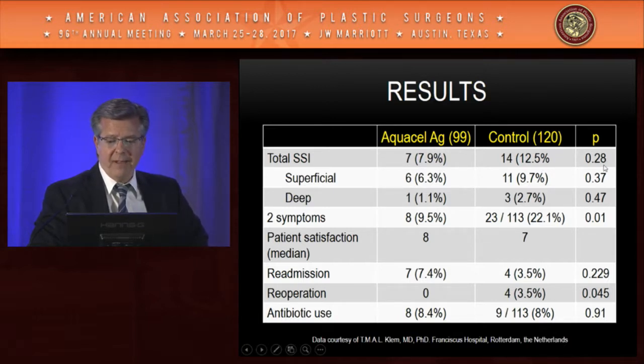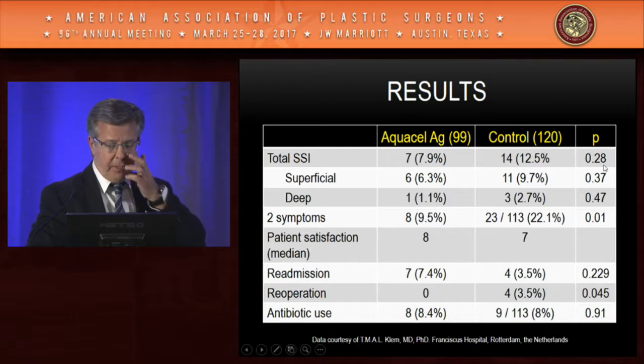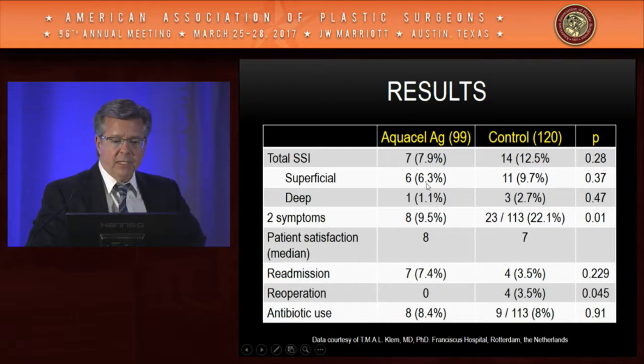Now, this was not statistically significant, but it approached significance. The incidence of superficial infections was slightly less at 6.3 to 9.7, again, not statistically significant, and deep infections slightly less, but again, not statistically significant. What was statistically significant was the number of symptoms that patients presented with.